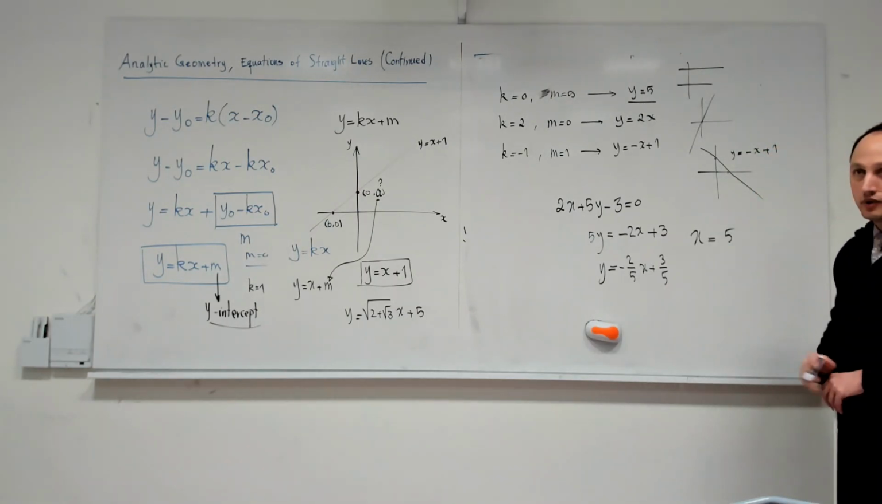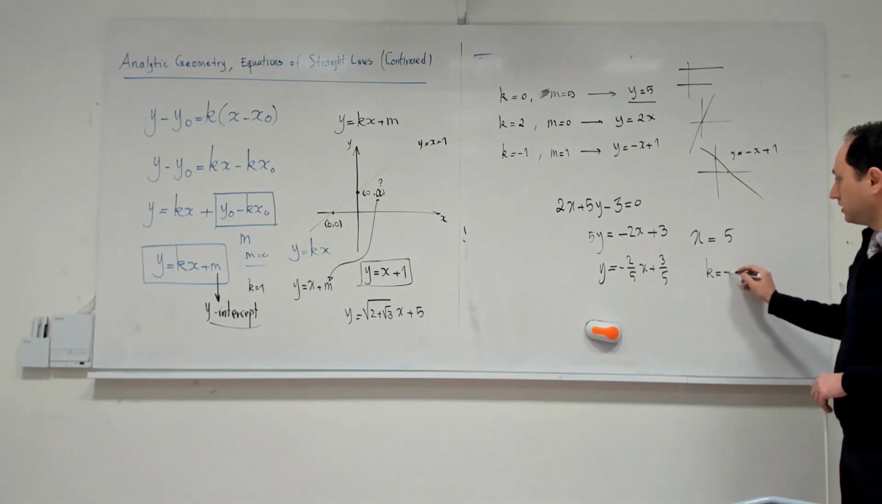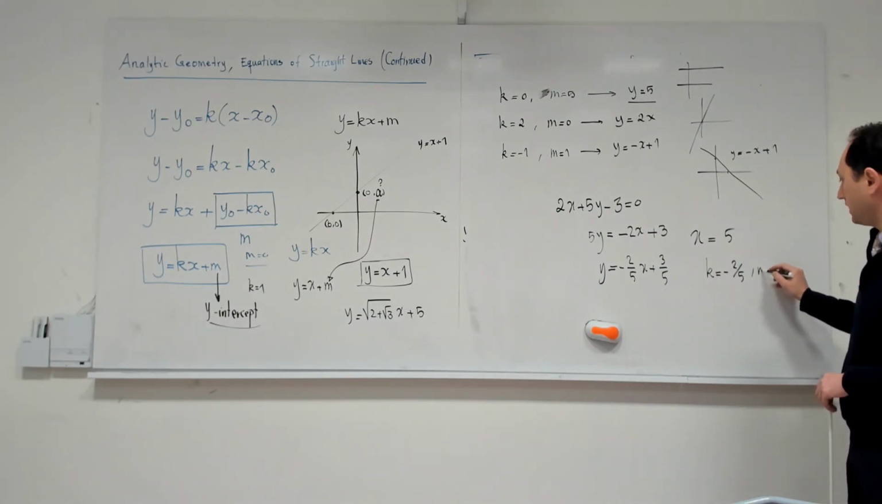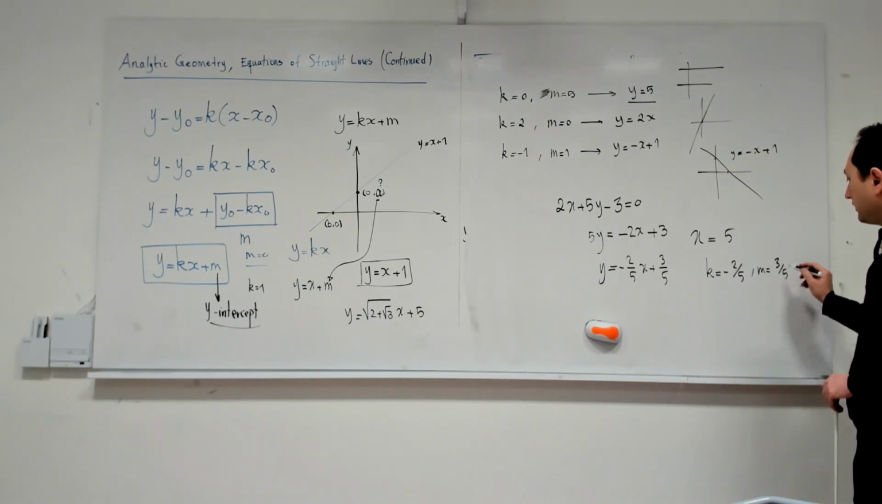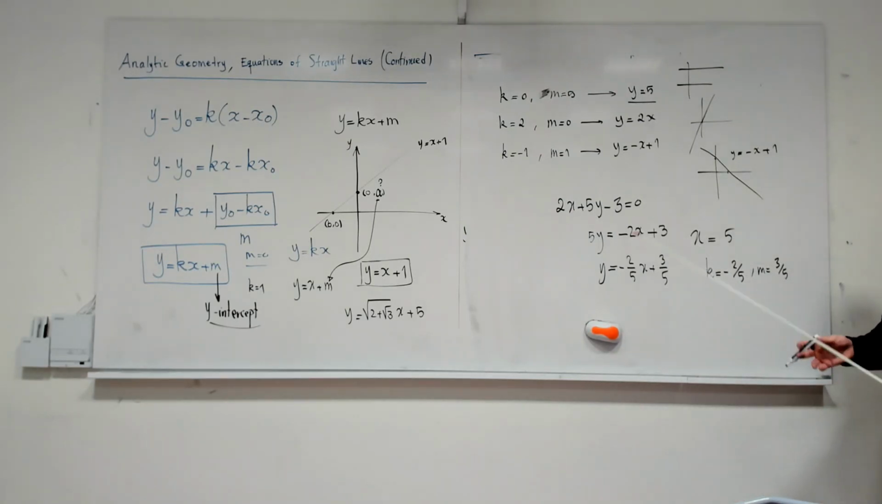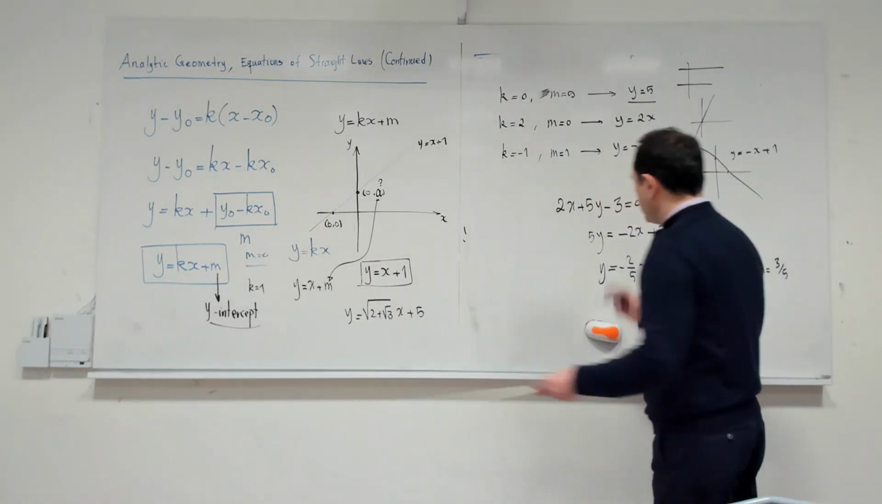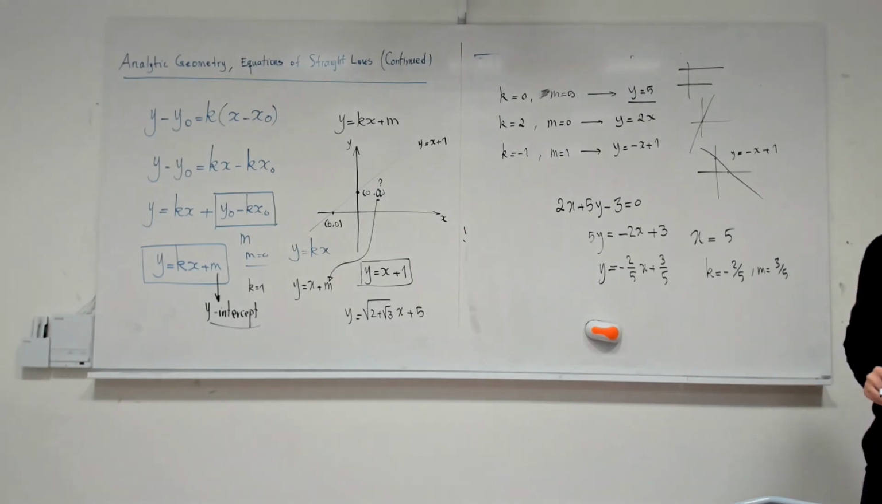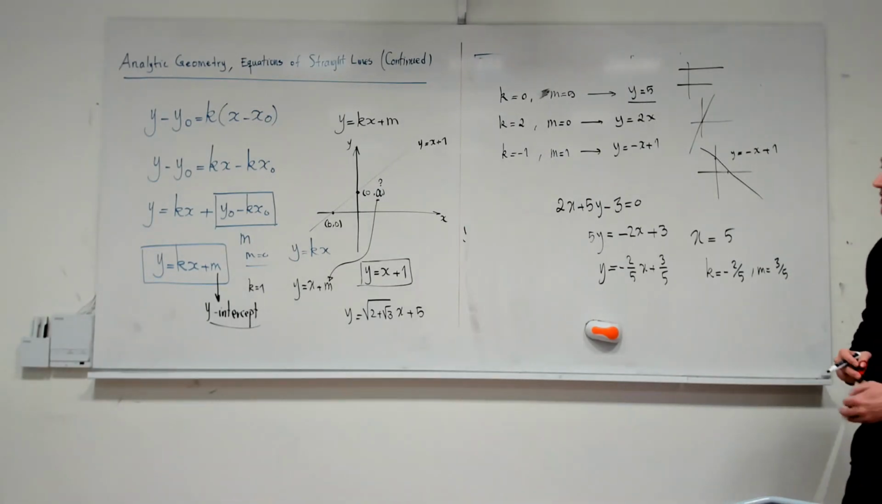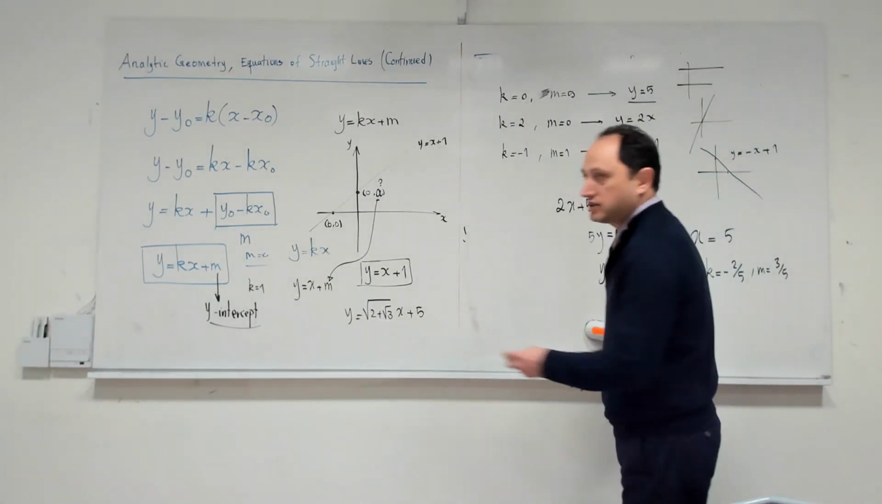It is very simple. The k value is how much? Minus 2 over 5, and the m value is 3 over 5. So it means that if I choose k to be this number, and if I choose m to be this number, and put them in this equation, it will generate this equation for me. Yes? But this equation is not capable of generating vertical lines.